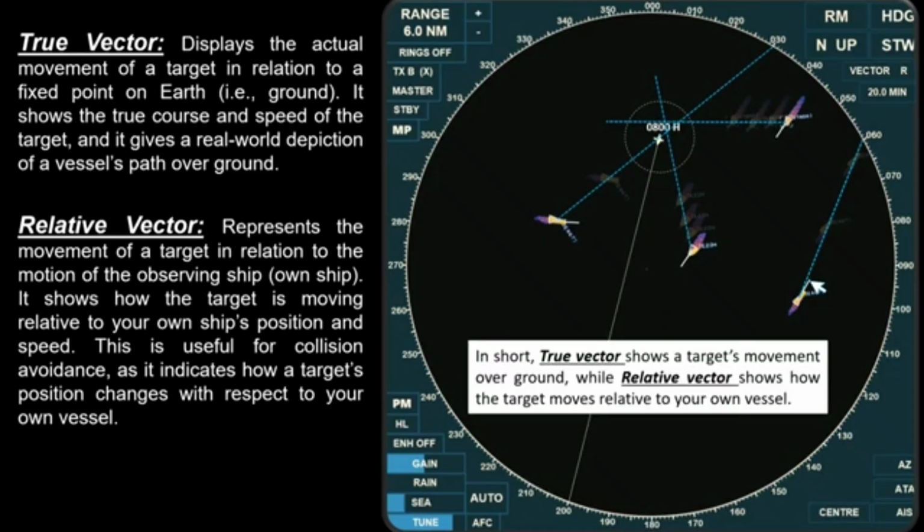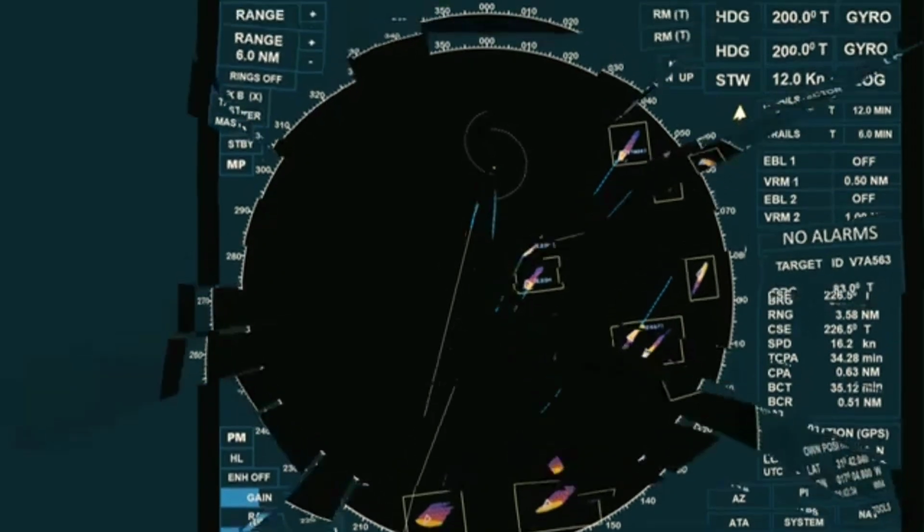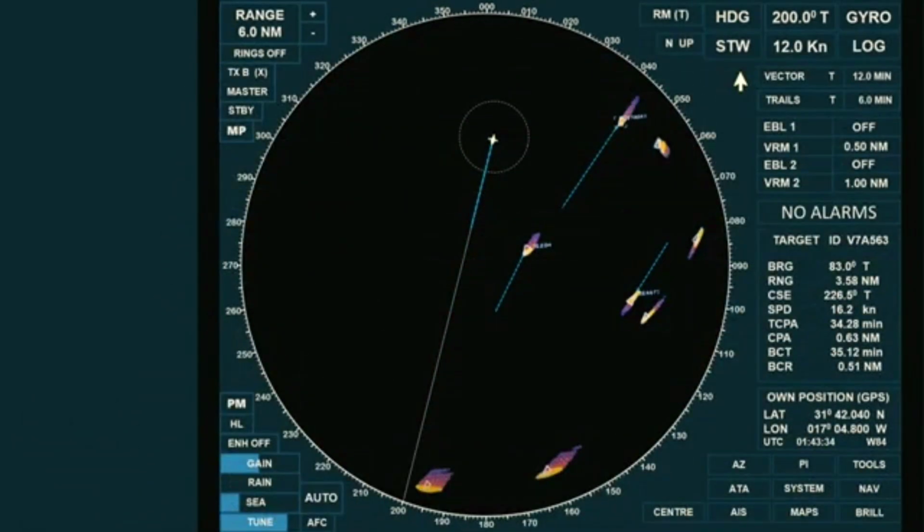Looking at the radar screen, you'll notice multiple moving targets. Since we'll be using the radar for collision avoidance, it should be set to sea stabilized mode. If you're not familiar with the difference between ground and sea stabilized modes, I've made a separate video on this topic. Kindly check the link in the description for more details.